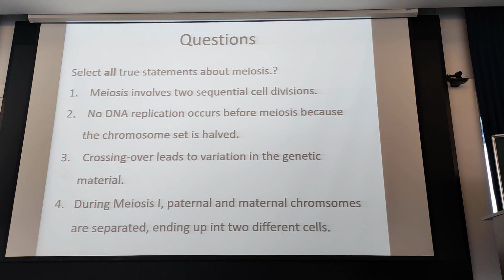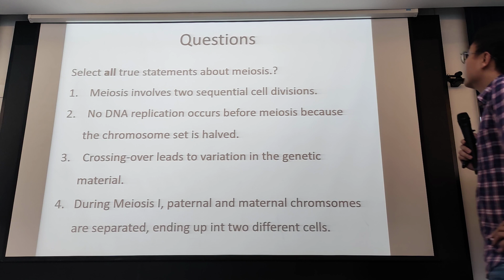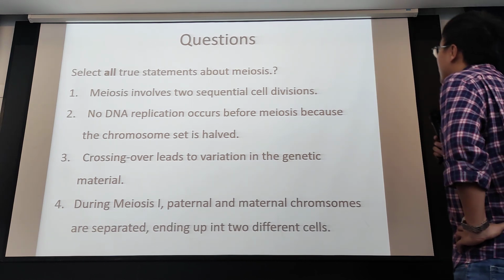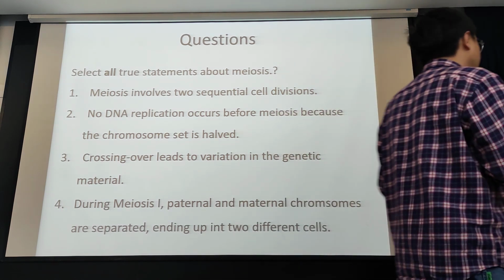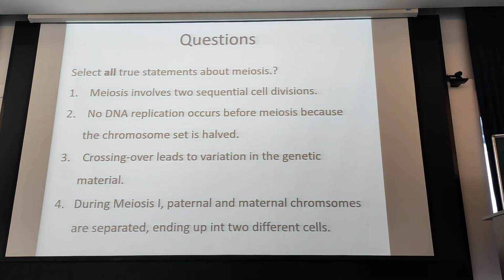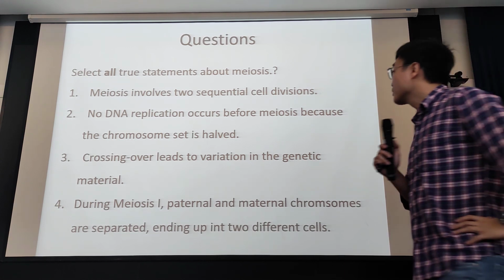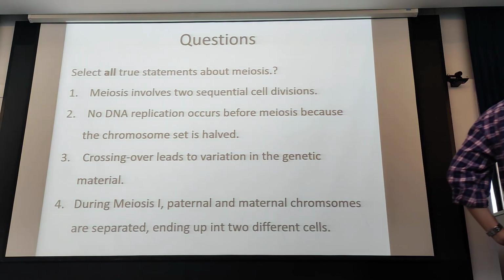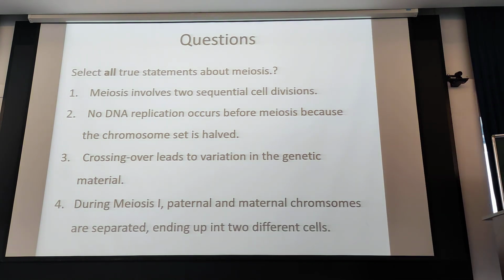So now I have a small question. What is a true statement about meiosis? With all these statements, which one is true about meiosis? First, meiosis involves two sequential cell divisions. Two, no DNA replication occurs before meiosis because the chromosome number is halved. Three, crossing over leads to variation in the genetic material. And four, during meiosis, paternal and maternal chromosomes are separated into different cells.